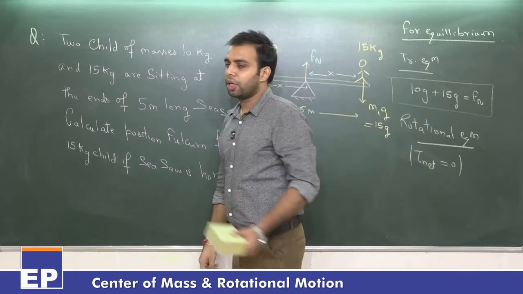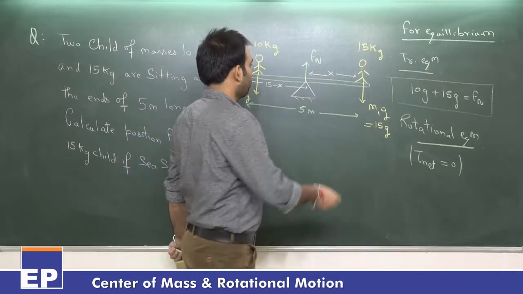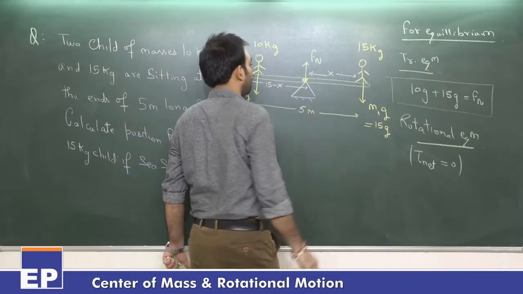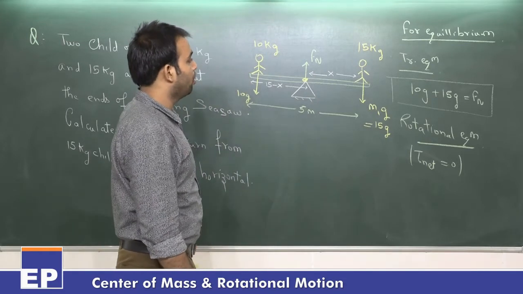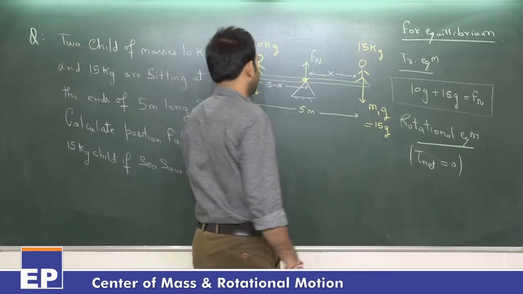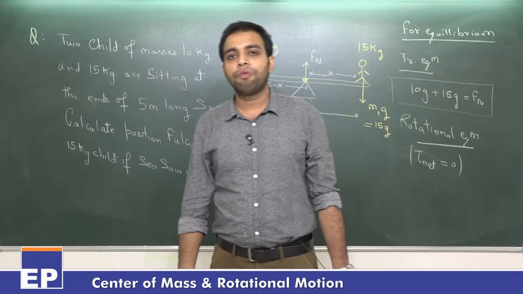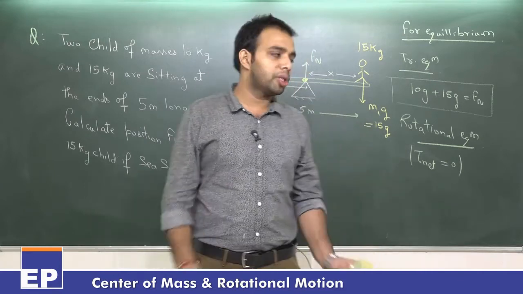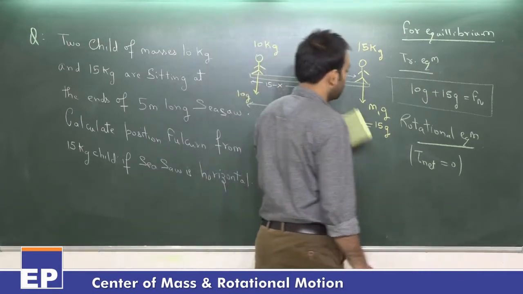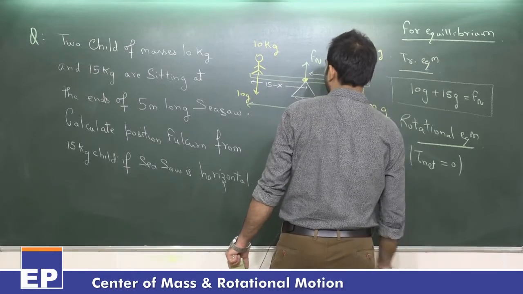Now net torque you can write about any point. Suppose this is a point O. If you write about this point, this Fn will not give any torque because it is passing through this point. So torque is given by this. Now this 10g will provide the torque in anti-clockwise direction, and 15g will provide the torque in clockwise direction. So if this is in equilibrium, rotational torque is 0. So 10g will provide positive and this will provide negative.